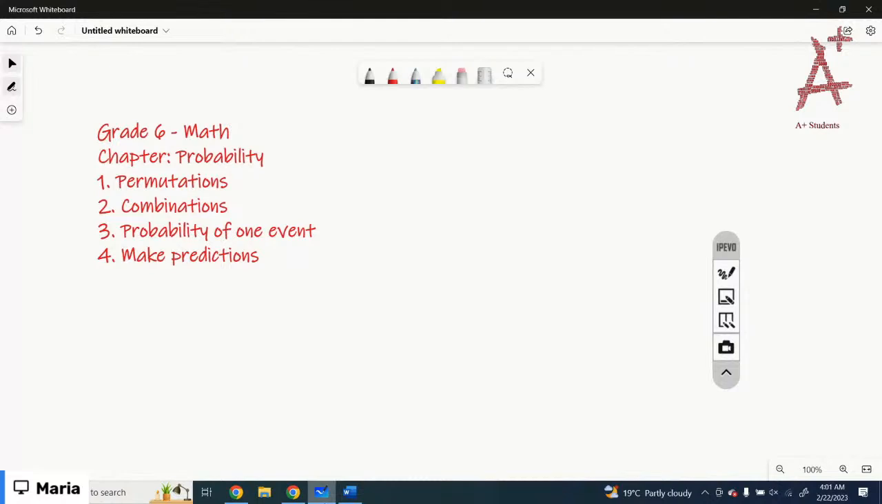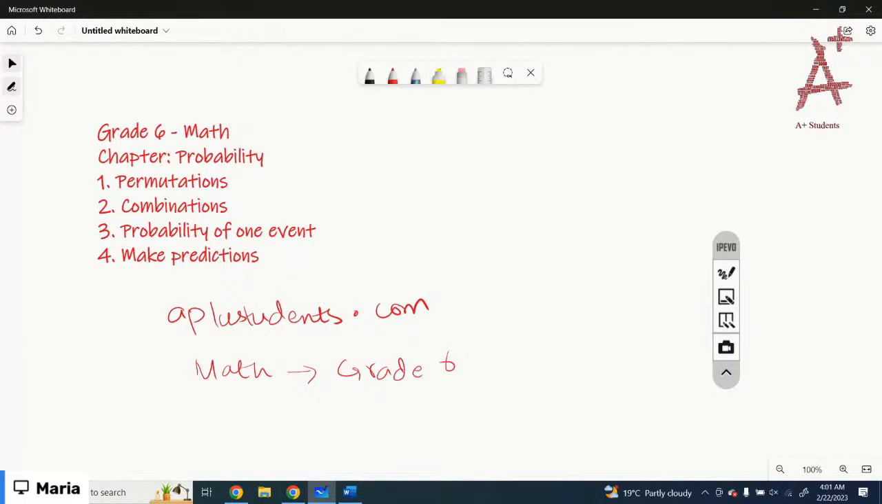So we're going to start with maths. You can find all the lessons on aplusstudents.com. You have to log in there using your email address, and the password is provided by the administrator. Then you have to select math from the subject tab. Scroll down to grade 6 and then click on view all lessons. There you can find a list of the chapters. We're going to start with the chapter probability.